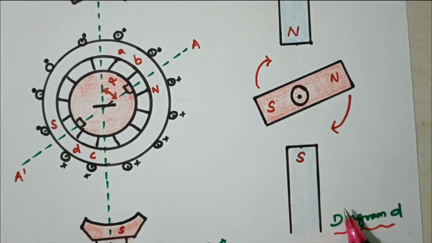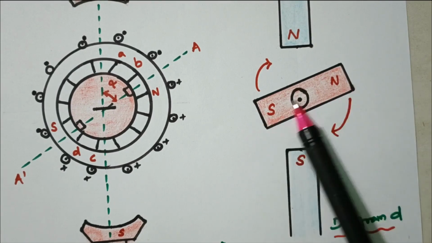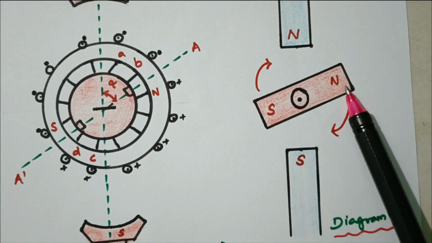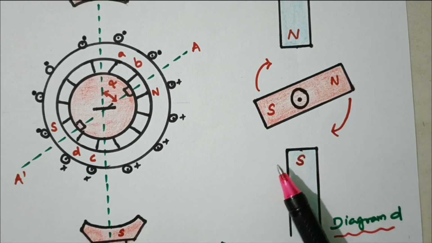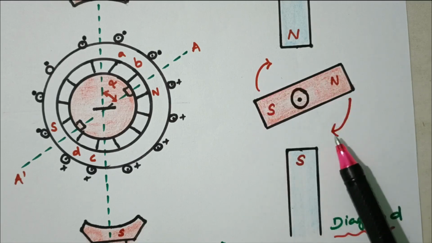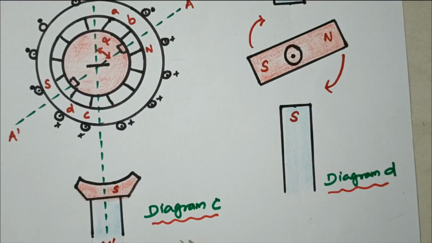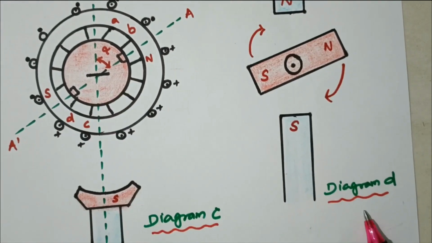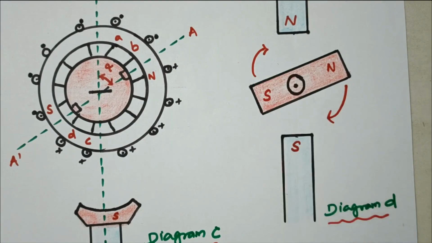This diagram D shows the S pole and N pole. Now the rotor is at an angle of alpha, so this S and N attract each other, and this N and S will attract each other. So it will start to rotate in the direction indicated in the diagram. Diagram C shows the rotor position with angle alpha, and diagram D shows how it is attracted and the direction of rotation.